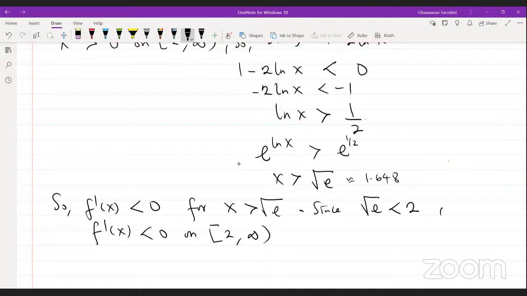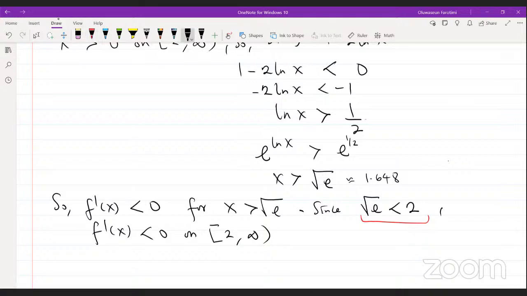Now, why do I need this part? Let me put it in red. Why do I need to even say something about this part? Okay, I need to do that because I need to look at the interval I am considering. Now square root of e is less than 2, right? But x is greater than this guy. So I can pick x to be 2.5. I can pick x to be 5.0. I can pick x to be 20. Okay, so it doesn't really matter. But here, that means that f prime of x is less than 0 for this guy.